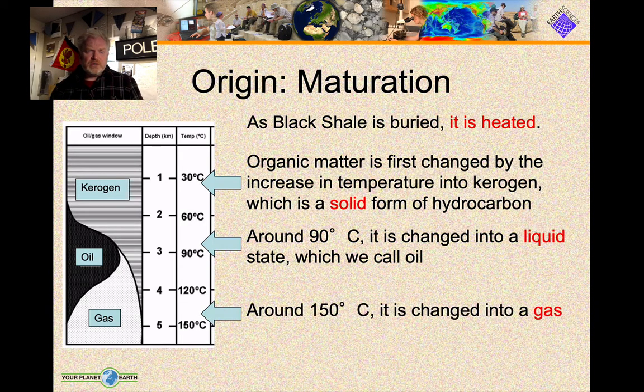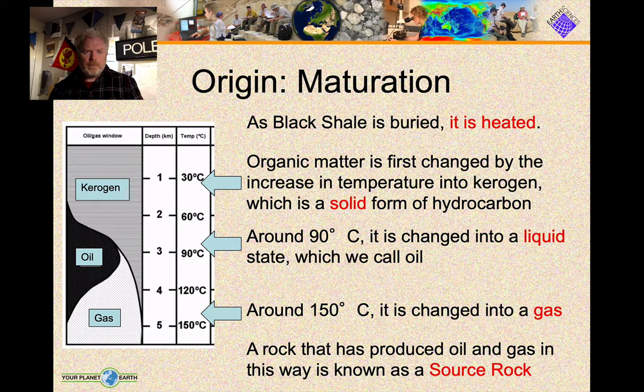At higher temperatures, the hydrocarbon chains are further broken down into shorter hydrocarbons, and these then become a gas, methane. And we can see that there are different temperatures at which these different materials reach their peak productivity. Now, this is all happening in this organic rich black shale, the source rock for our petroleum.